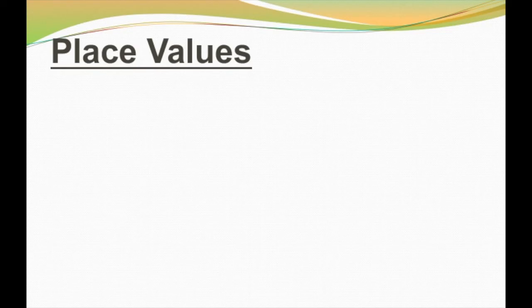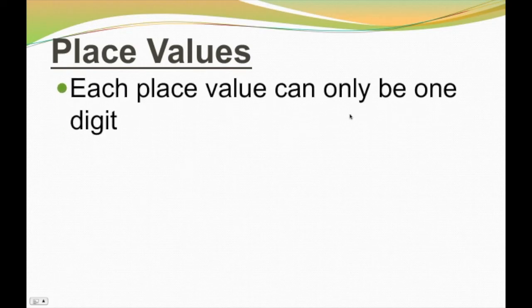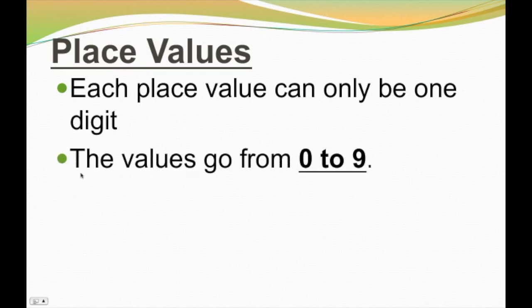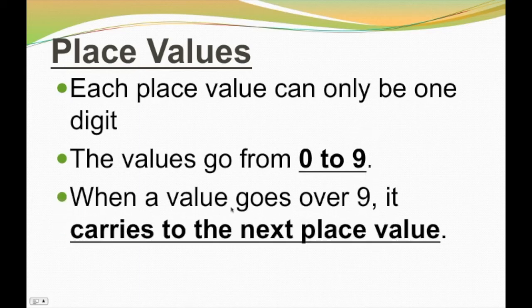So what exactly is it that we need to know about place values? Well, here's the most important thing. First of all, each place value can only be one digit. And the values of those digits go from 0 to 9. So 0 is one digit, 1 is one digit, 5 is one digit, 9 is one digit. And when a value goes over 9, it carries over to the next place value.